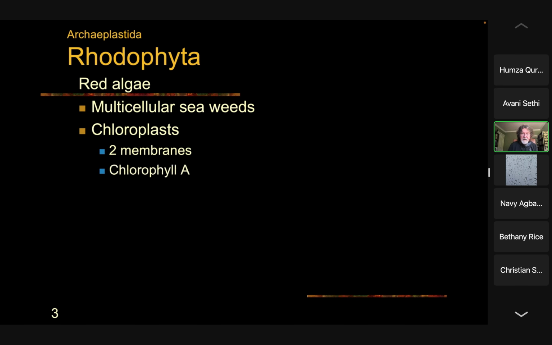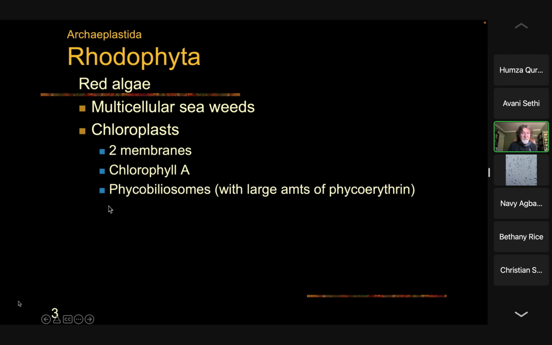Furthermore, of course, the pigments their chloroplasts have are chlorophyll A and chlorophyll C. I didn't put it up here, but you should put it in, that chlorophyll C we're counting as an apomorphy for the red algae. Now, something that's also on their chloroplast, along with the photosystems, is in the inner membrane of a chloroplast.